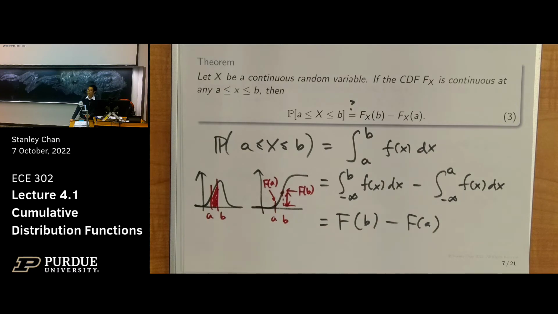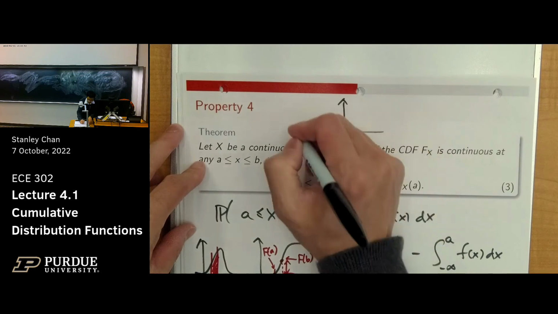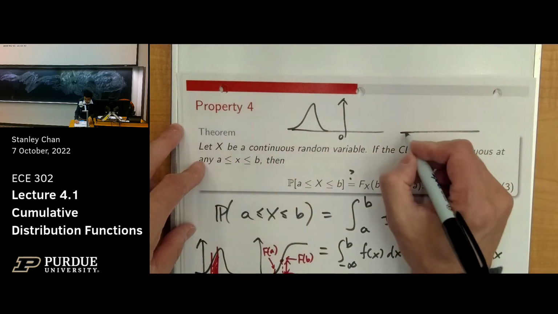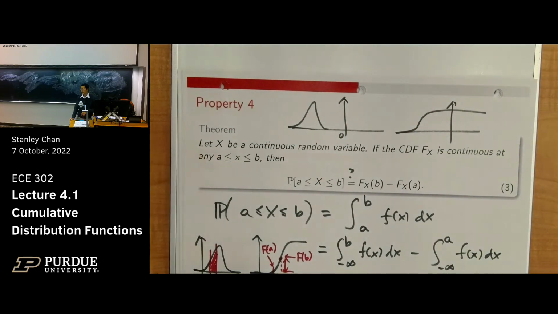Can the CDF start from a negative x? Yes, the CDF can start with a negative x. I can give you an example where this is your 0, and your PDF is here. Then your CDF will start at the negative value. That is allowed.